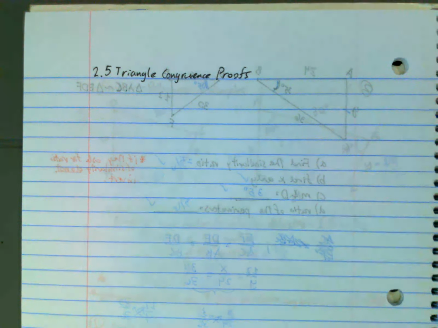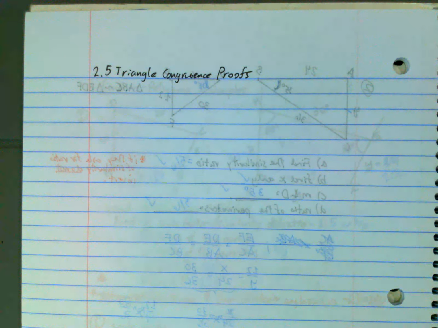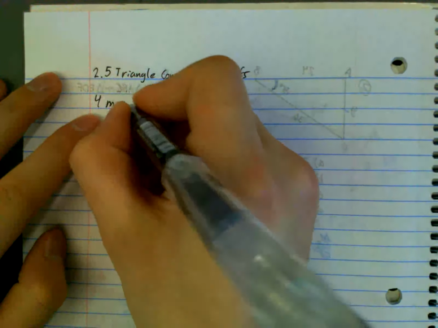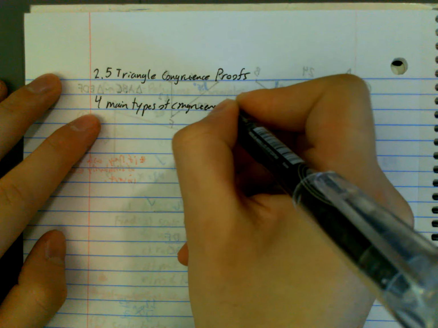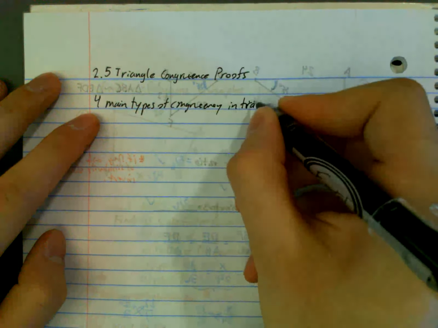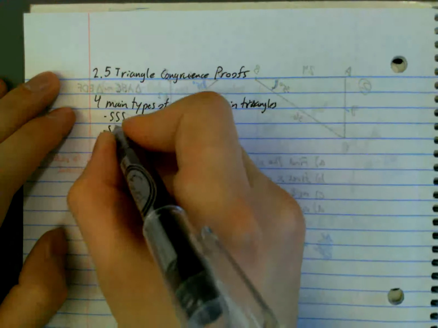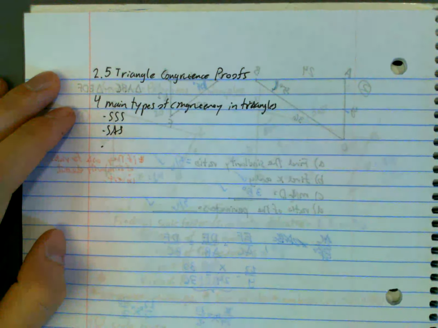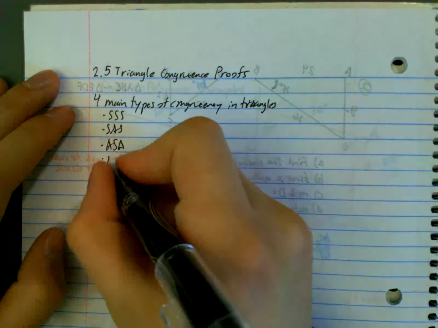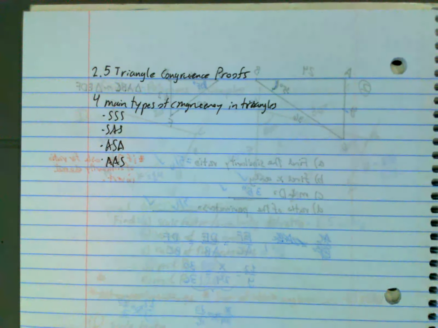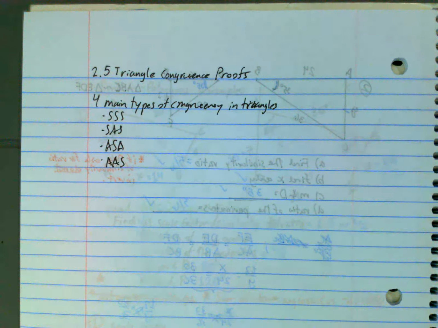Now, we've already talked about the 4 main types of congruency in triangles. We had side, side, side. We've got side, side, side, side, angle, side. What else? Angle, side, angle, and angle, angle, side. Right? Yeah, that's right. Those are our main 4.